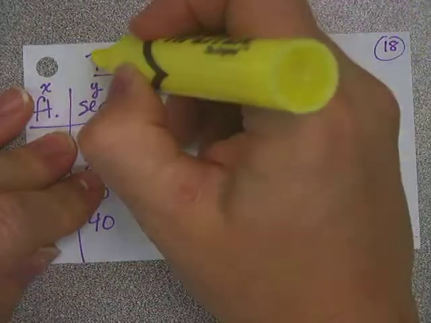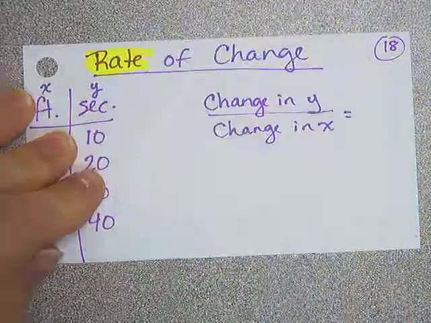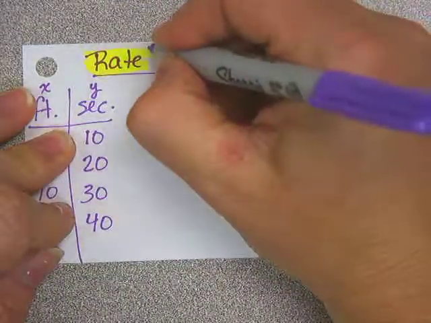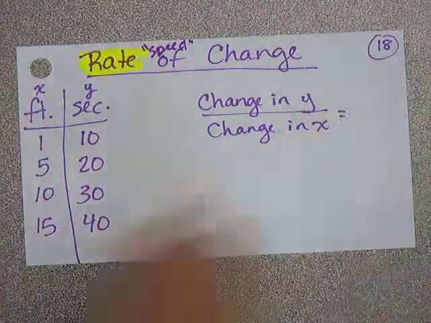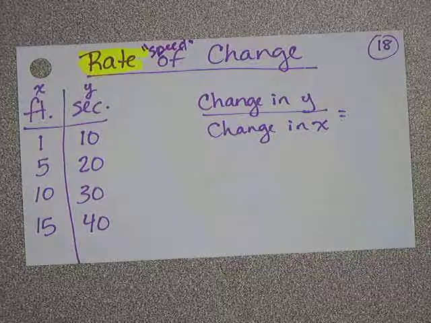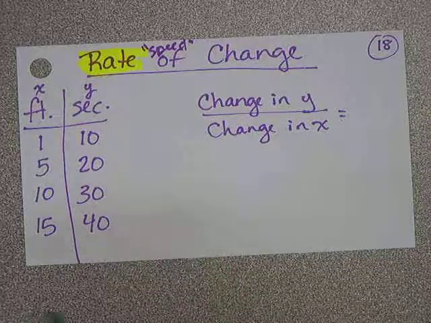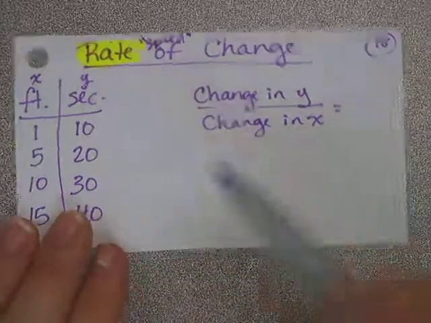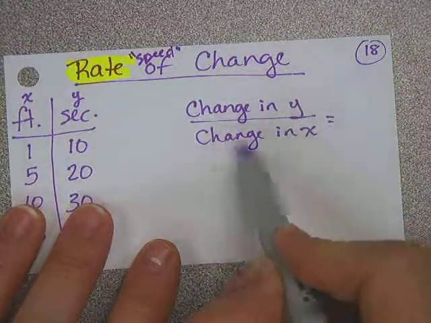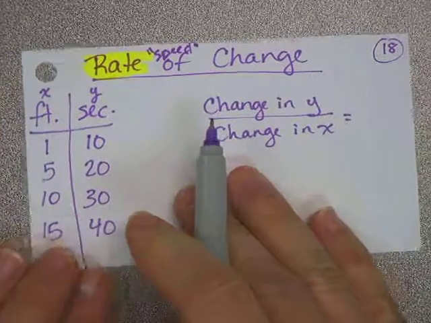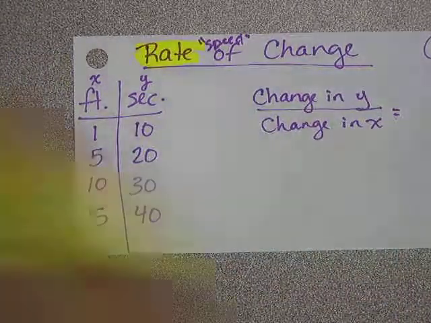So rate of change is exactly how it sounds, rate. You need to get into your head that rate is another name for speed. So instead of saying how fast are you going, you're really saying what's your rate? What's your rate of speed? So the definition for rate of change is always the change in y over the change in x.